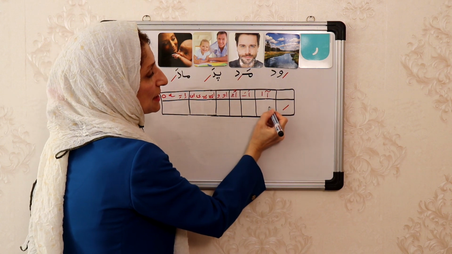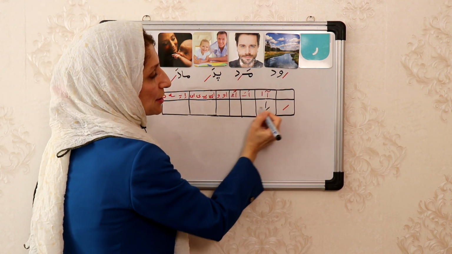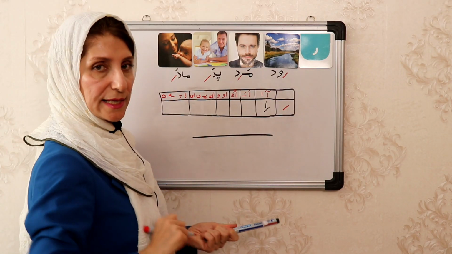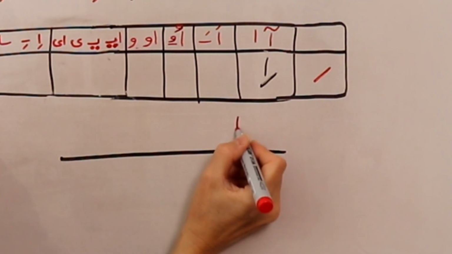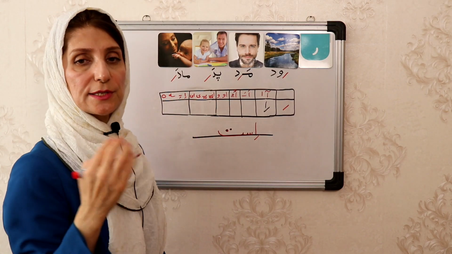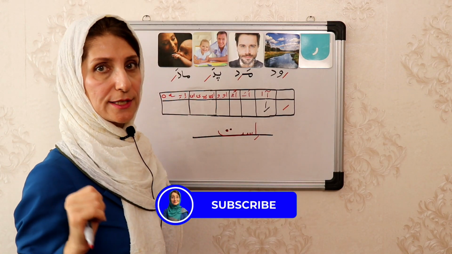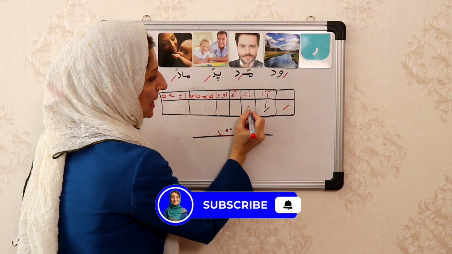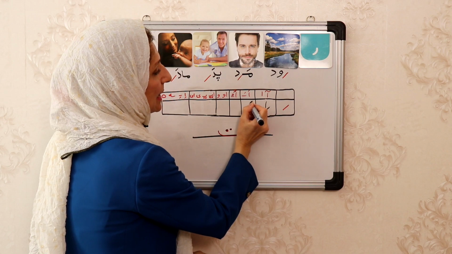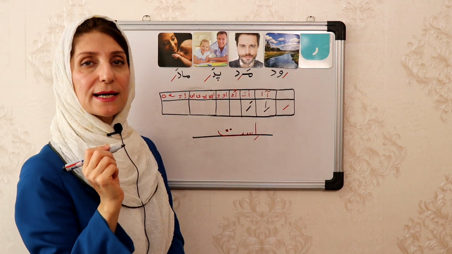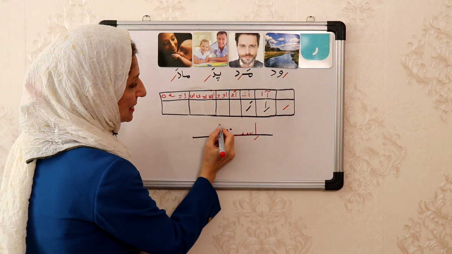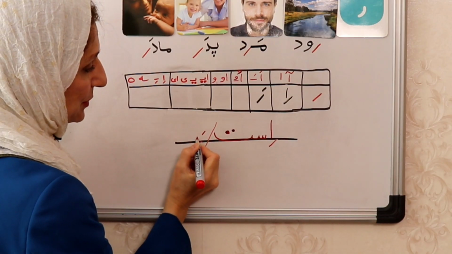If we make friendship between re and a, then we have ra. Ra, like rast. Rast is true and also right side. Rast. Re and a is ra. Ra, like rap. If you like rap music, now you can write rap.